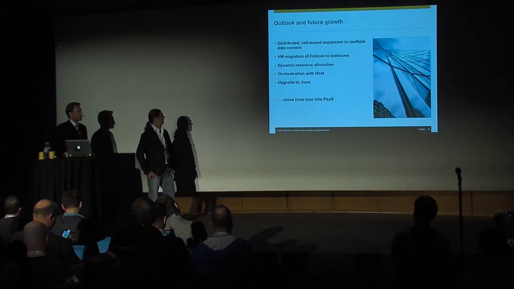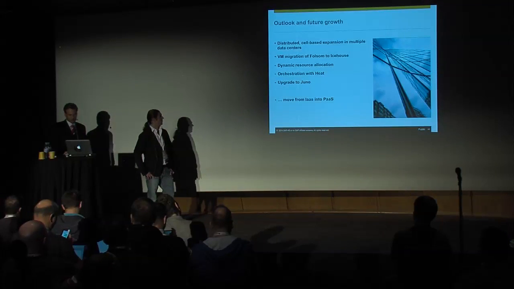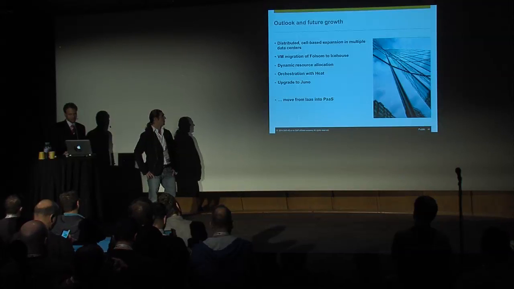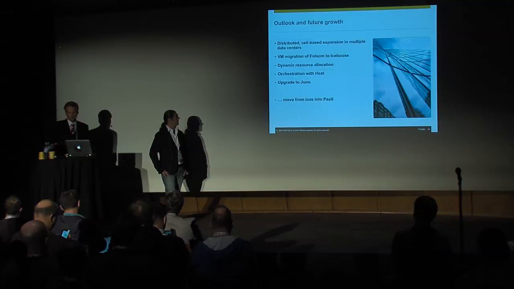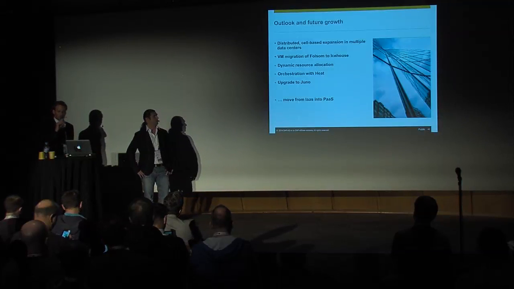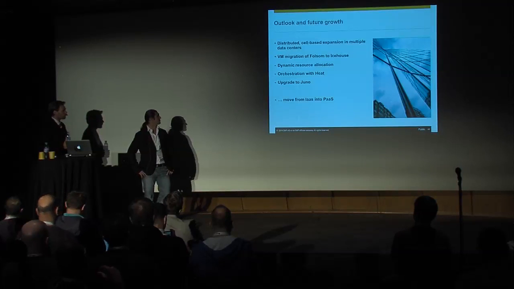I think about a migration problem. We talked about it already. So at the moment, we're not sure how we do it. We have two different ways how we can bring the virtual machines from Folsom to Ice House. But at the moment, there is no decision.